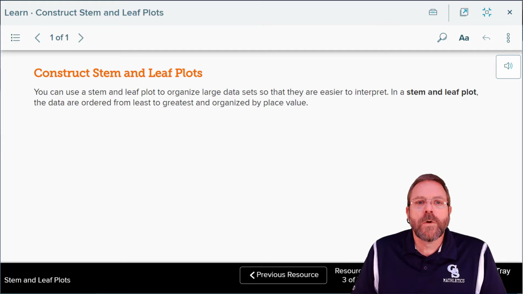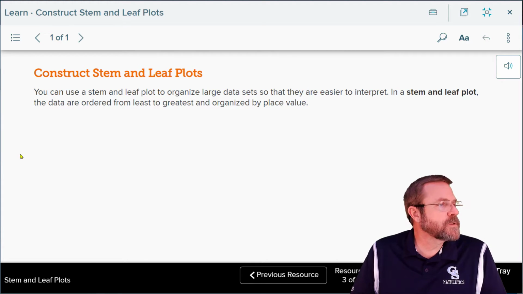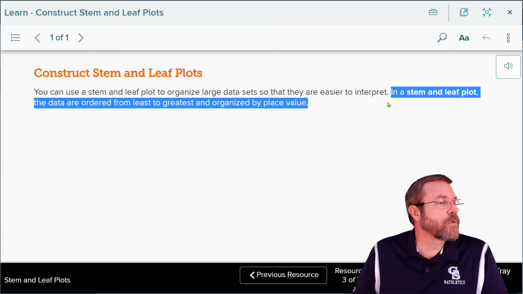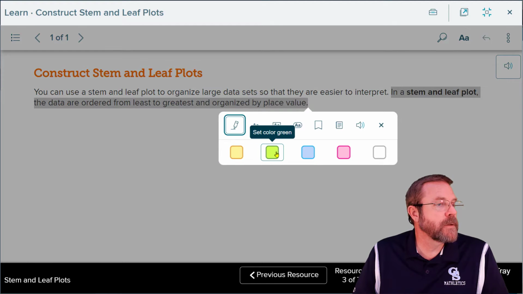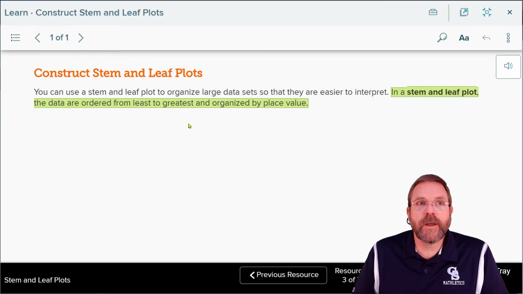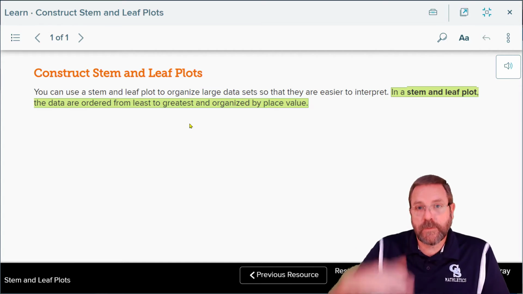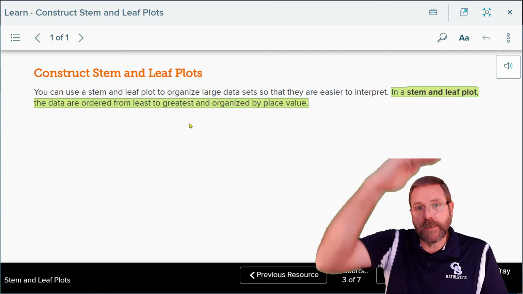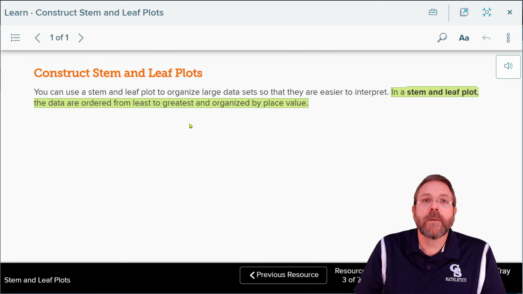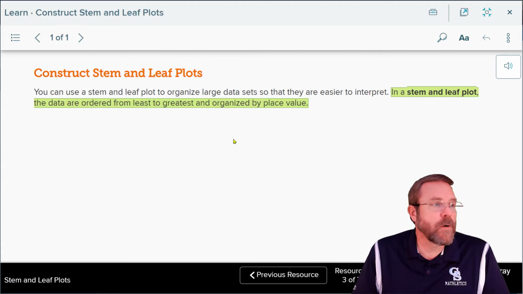We're going to pick up a number of new vocabulary terms in this lesson, the first of which is stem and leaf plot, and it says that you can use a stem and leaf plot to organize large data sets so that they are easier to interpret. In a stem and leaf plot, the data are ordered from the least to the greatest and organized by place value. Now, I've also seen stem and leaf plots that are organized from the greatest to the least, up and down. We'll talk about it, don't stress it, but it's always least to the greatest on the left and right side.